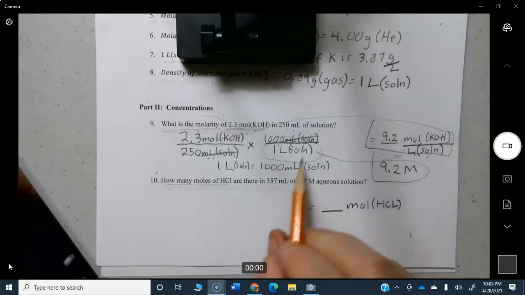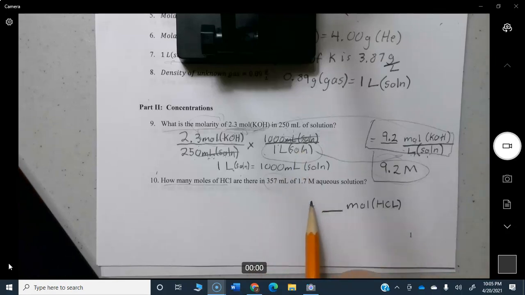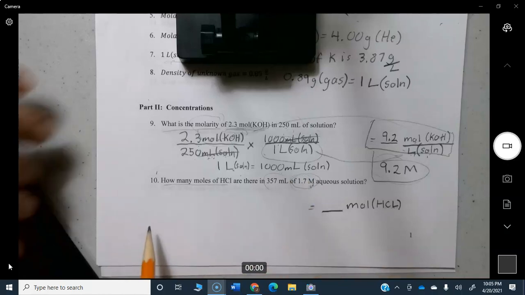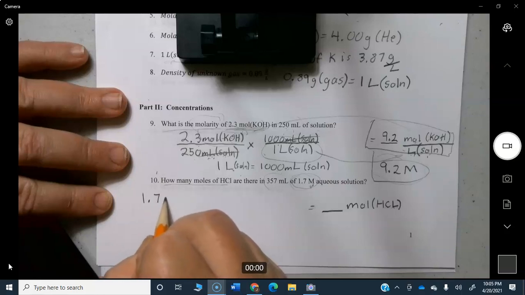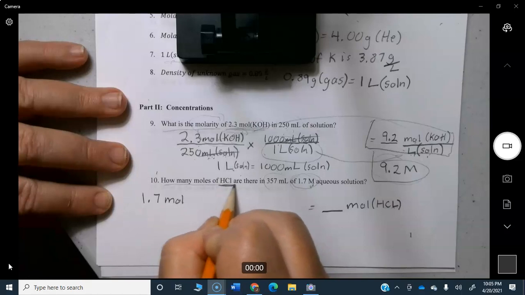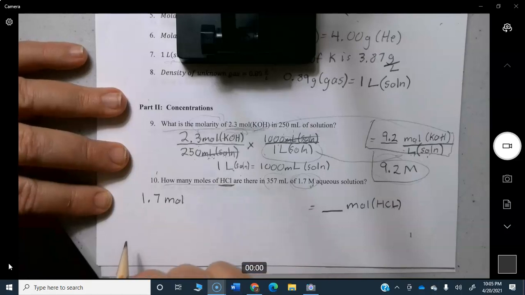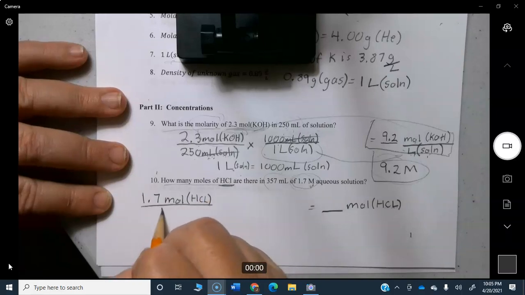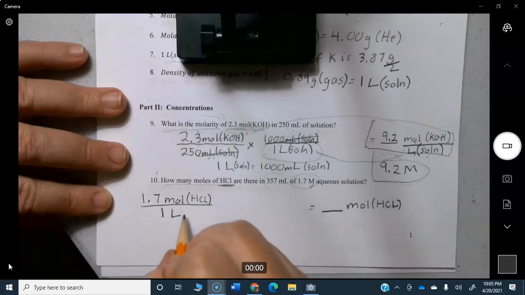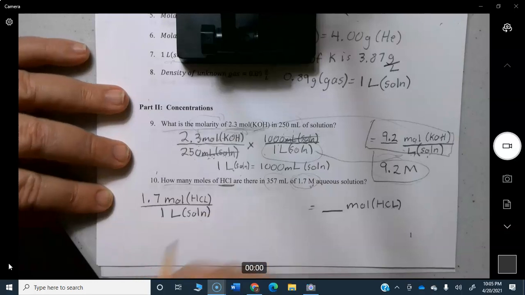Well, this one's a little tougher than the one above. You got 357 milliliters, but you also have 1.7 molar. And remember, molar is 2 units. It's moles per liter. So you already have 2 units there. So I'm going to bring this one over here, and I'm going to start with 1.7 molar, but here's how I'm going to write it. 1.7 molar means 1.7 moles of the solute. This is what's being dissolved in the water, it's the hydrochloric acid. So 1.7 moles of HCl for every 1 liter, you don't have to write the 1, but I like to, of solution. It's moles of solute over liters of solution.